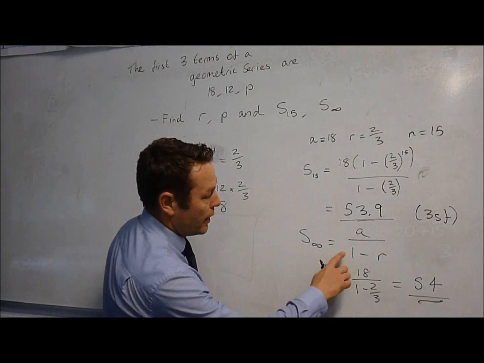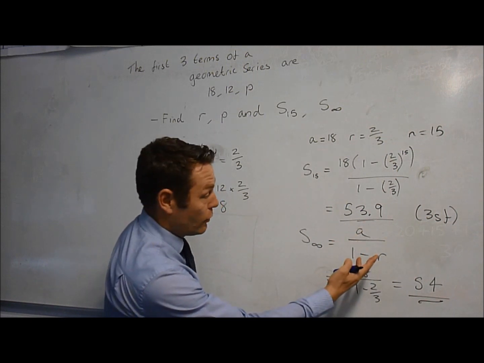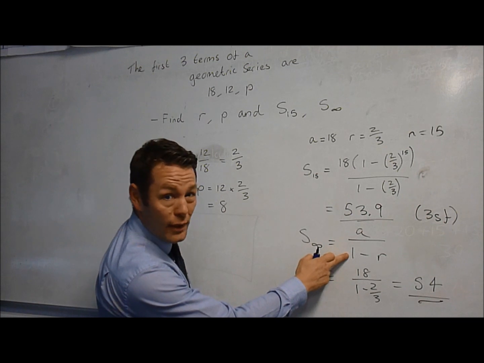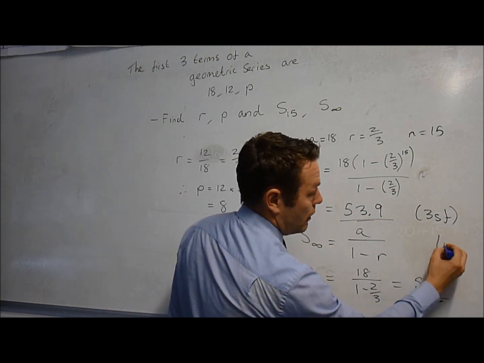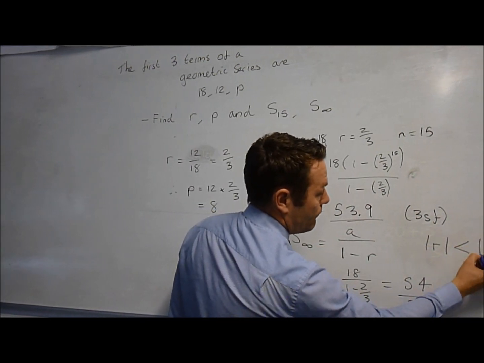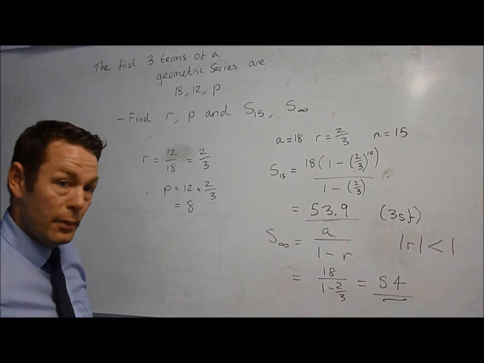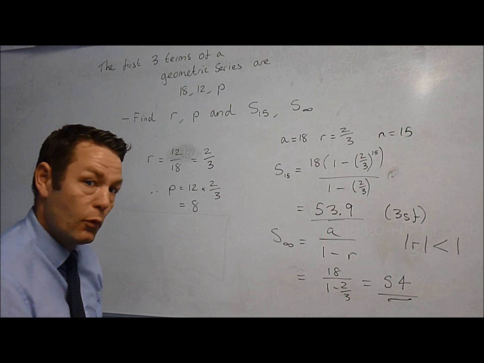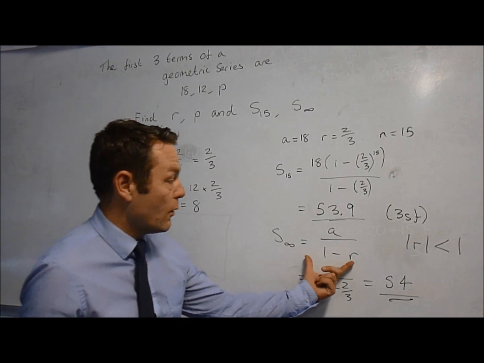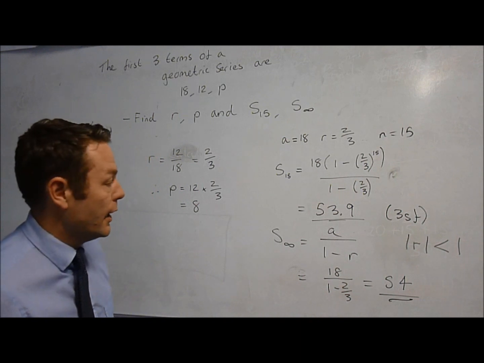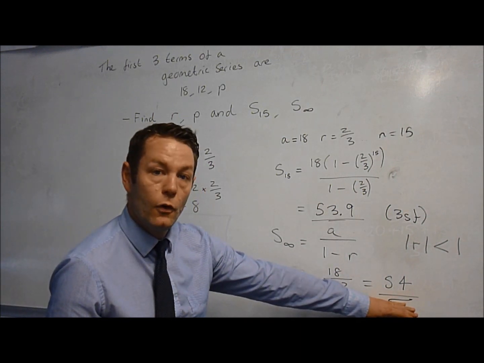Sum to infinity. I haven't spoken about this formula yet, but you're given it, it's on your formula sheet. A divided by 1 minus r. It only works if the value of r is between -1 and 1, because the terms get smaller and smaller, which means we can work out the sum to infinity. After that, it is just a bit of plugging in and getting that value of 54.